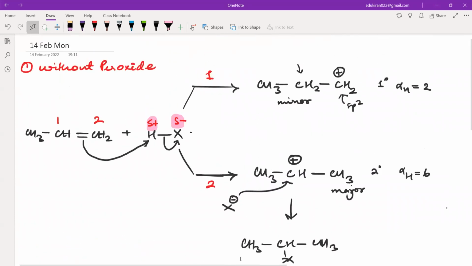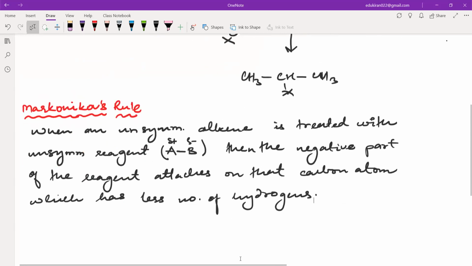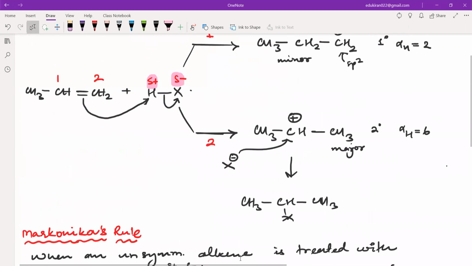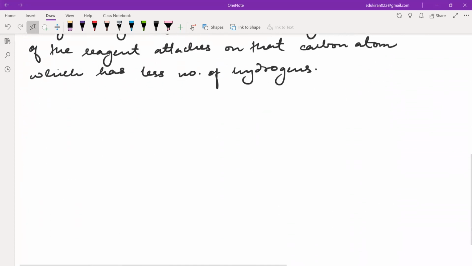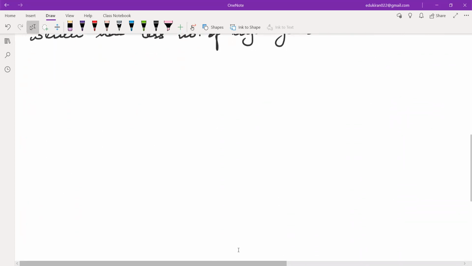This is clear now, Samira, Sara, and Aisha? Yes, no. Why are we getting the product in which we have less number of carbon atoms.